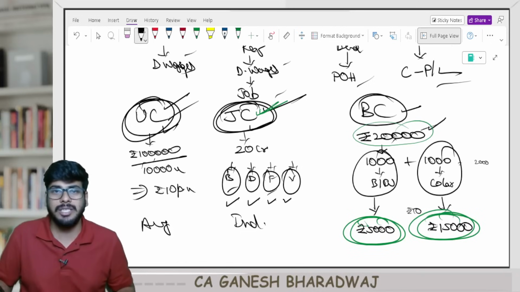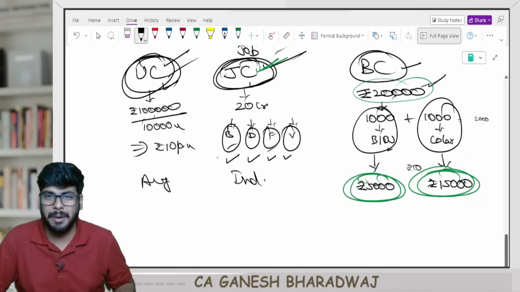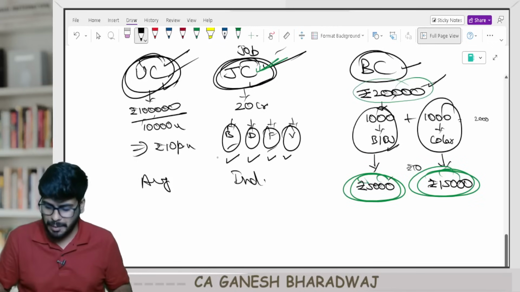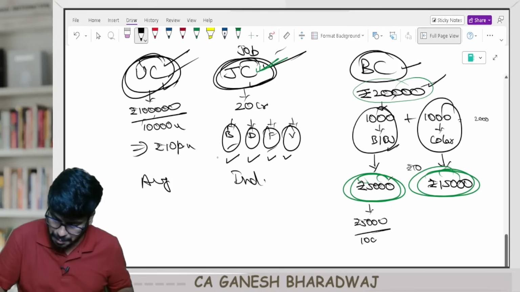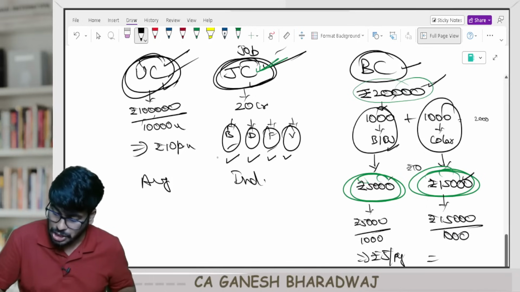Now, having arrived at this figure, what is the cost per black and white page? Simple. For this entire batch of 1000 black and white pages, the cost is 5,000. So rupees 5,000 divided by 1000 pages is going to be rupees 5. Whereas here, 15,000 divided by 1000 color pages. So for every color page, the cost is going to be 15 rupees.